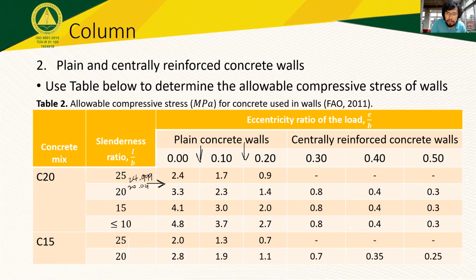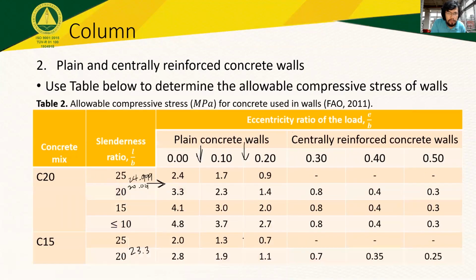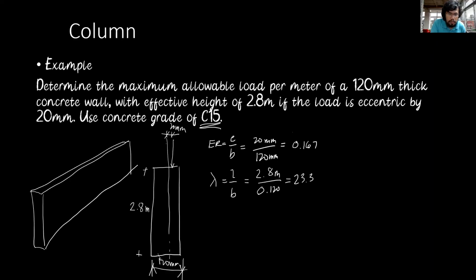It's 23.3. Try to double interpolate this one, 23.3, and we have the value of 0.167. It's in between this value, it's 0.167. We try to get this value, right? 1.3, 1.9, 0.7, 1.1.